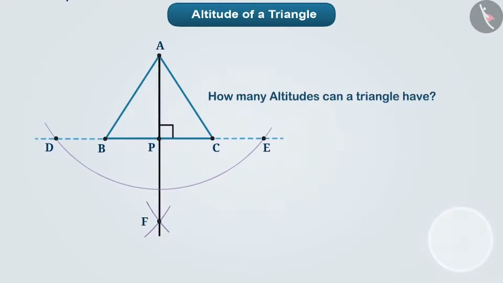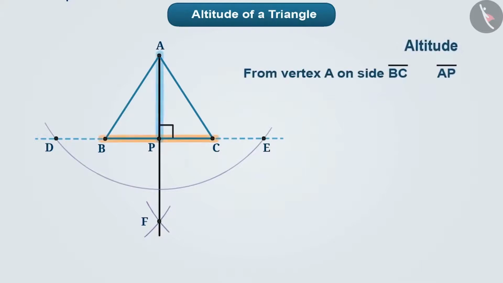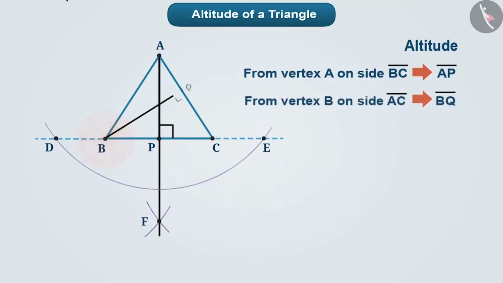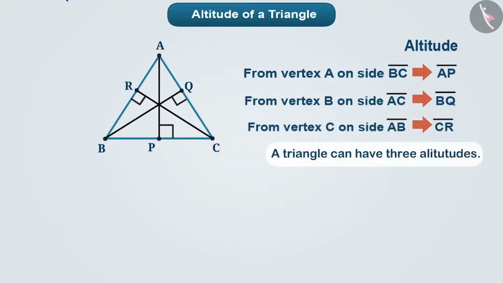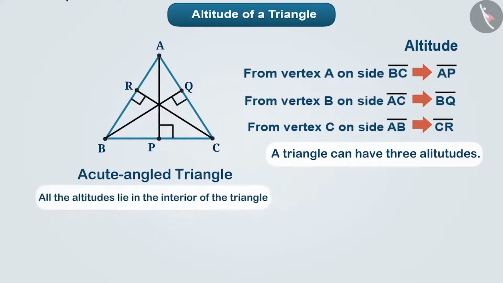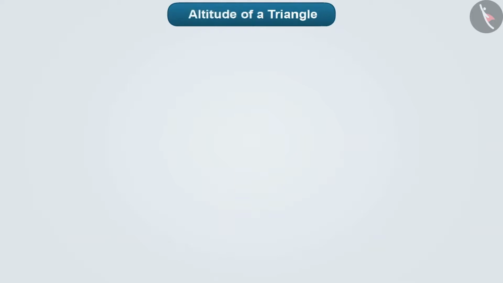Just imagine how many altitudes a triangle can have. Absolutely right. Just as we have created the altitude from vertex A to side BC, similarly, we can also draw altitudes from vertex B to side AC and from vertex C to side AB. That is, a triangle can have 3 altitudes. Since this is an acute triangle, you can see that all altitudes are in the interior of the triangle.